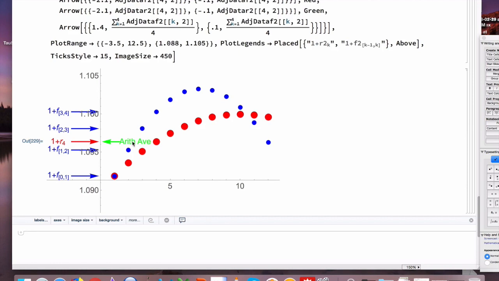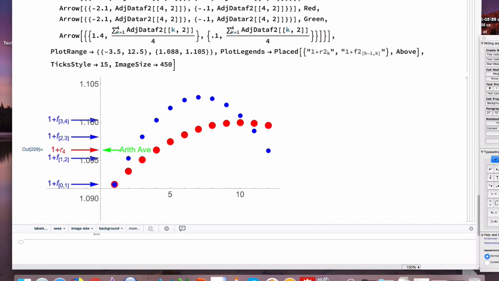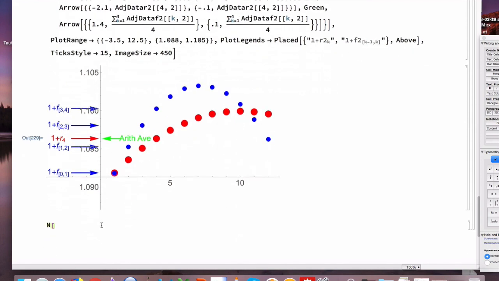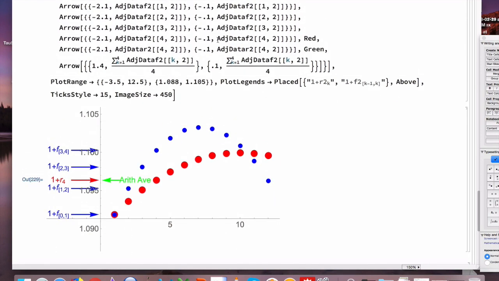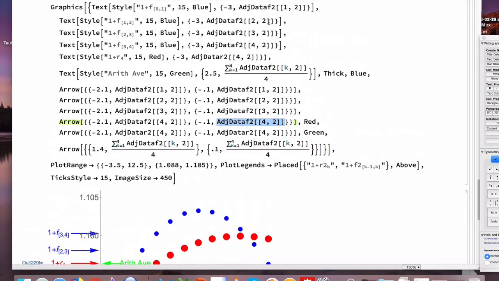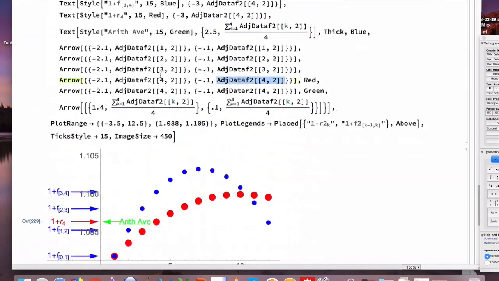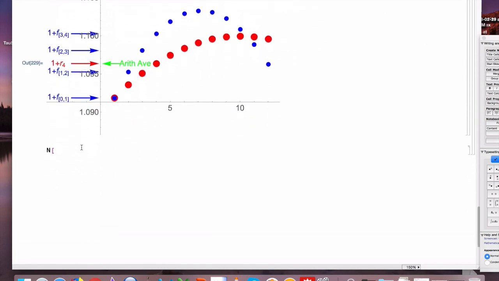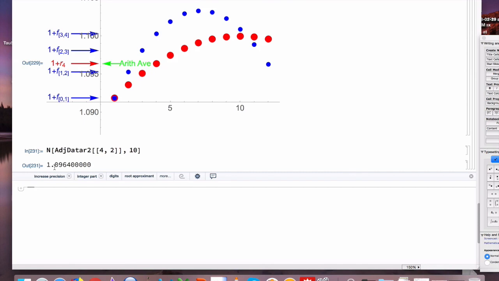The arithmetic average I calculated turns out to be right here. It seems like they're pretty much the same thing. Are they really the same thing? Not quite. Let's see. If you calculate the numerical value of 1 plus r sub 4, it's about 1.0964. That's the value of the red arrow there.